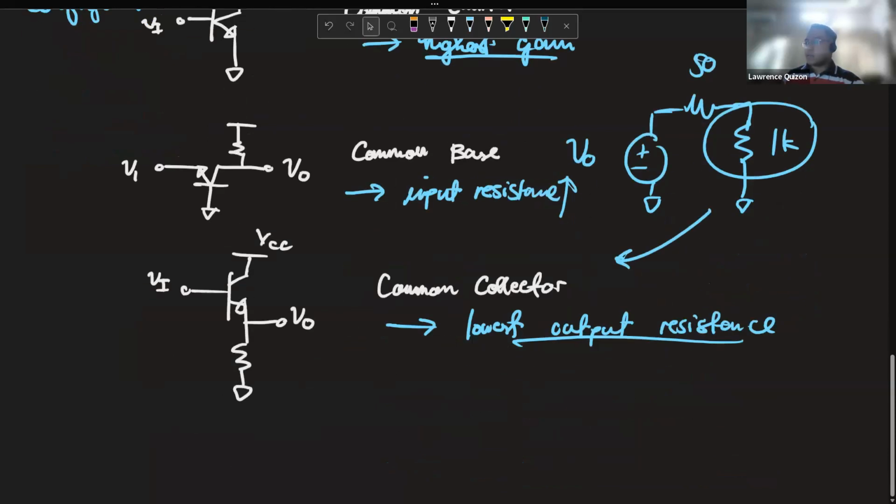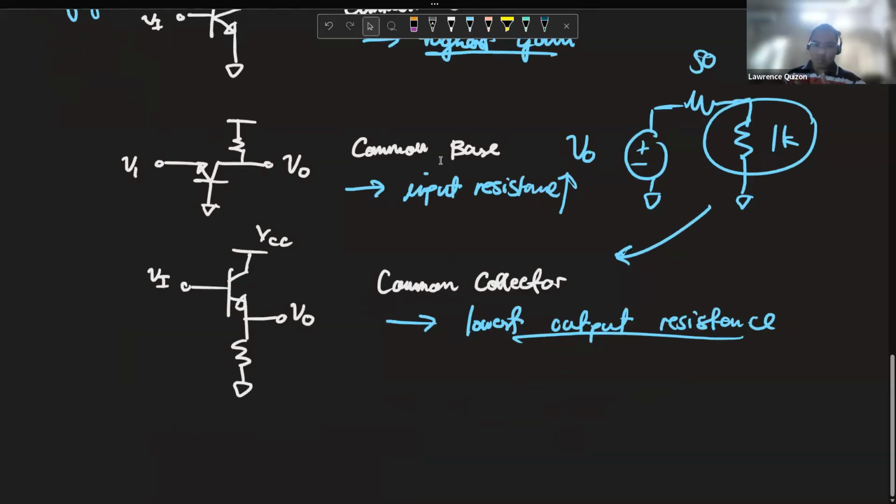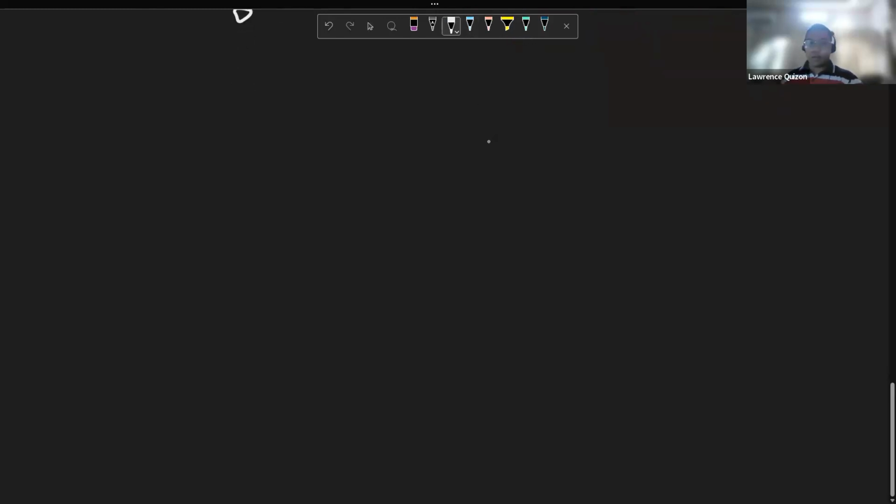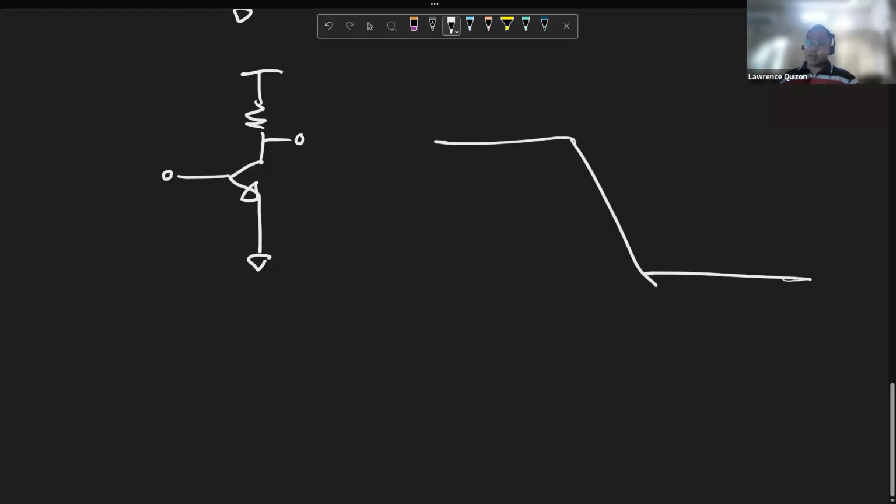Sige. So, let's do some preliminary analysis of a common emitter amplifier. This is your common emitter amplifier. We're not going to be talking about gain yet because I think that's next modules pa. So, we'll do that in a bit. But let's talk about yung transfer characteristic na sinabi natin kanina. Ano yung transfer characteristic? Diba pag ganito, yung sinabi nating itsura niya.